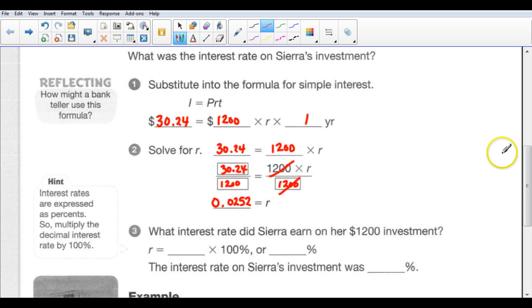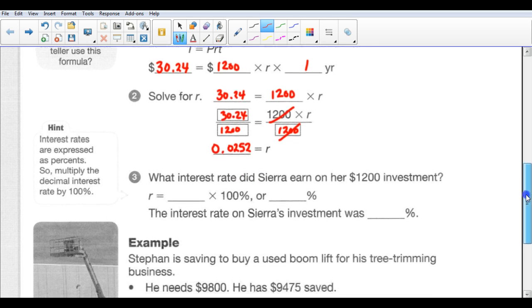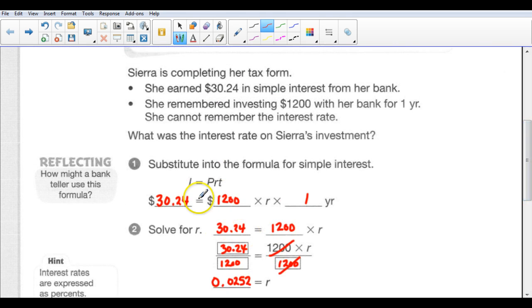0.0252. But we know that interest rates are expressed as a percent. So what we do is we take that number, 0.0252, we multiply it by 100, that gives us a percent, and the interest rate turns out to be 2.52%. So the interest rate on Sierra's investment was 2.52%. Okay, so what we did was we just started with the original formula. Interest is equal to the principal times the rate times the time, and we manipulated it in a way where we could solve for any one of these other variables.